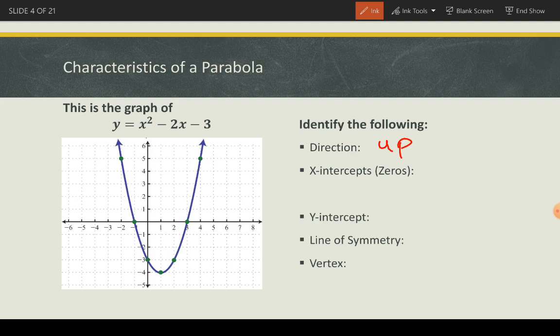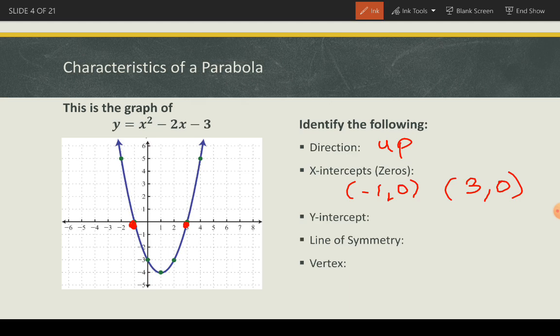So the x-intercepts are where the graph crosses the x-axis. So the first place where that happens is here, and this point is -1, 0. And the second place where the line crosses the x-axis is right here. And that point is 3, 0. So our 2 zeros are -1, 0 and 3, 0.